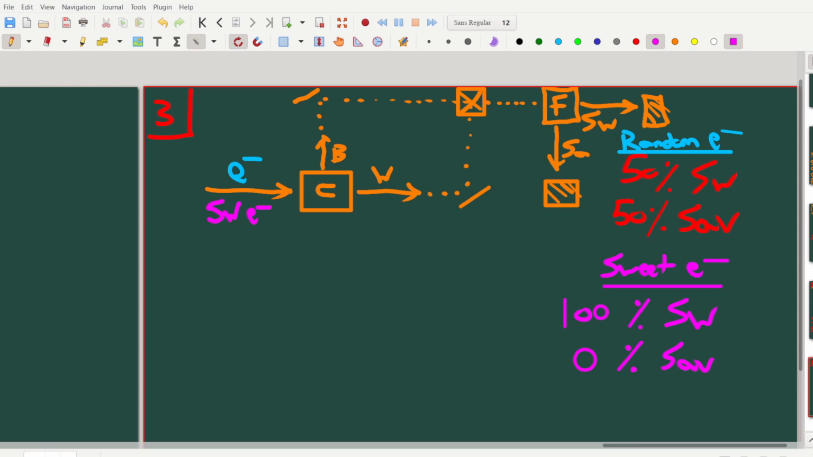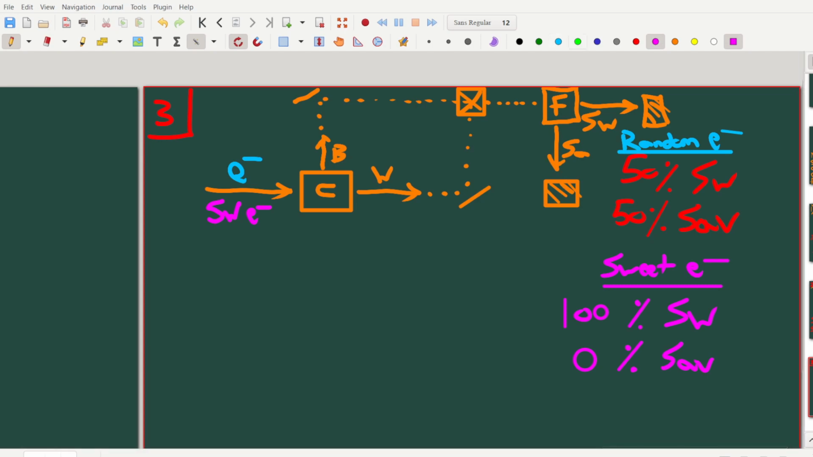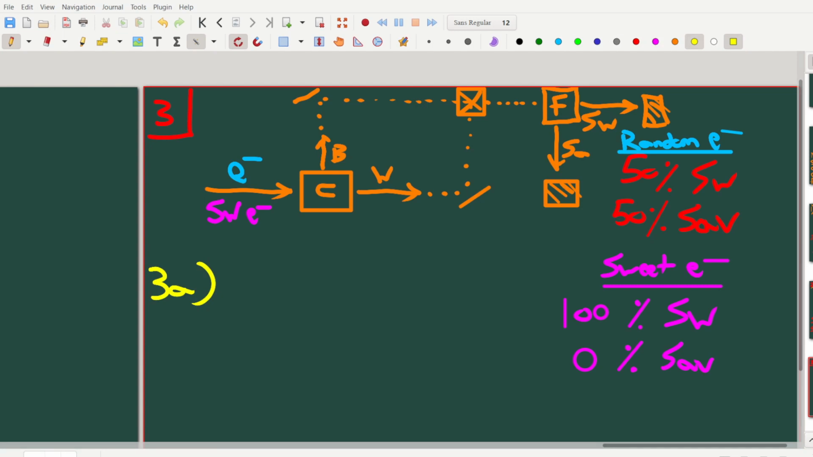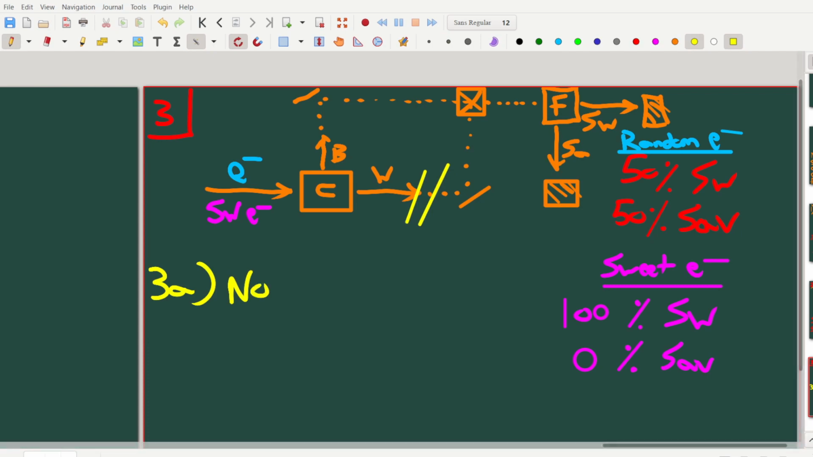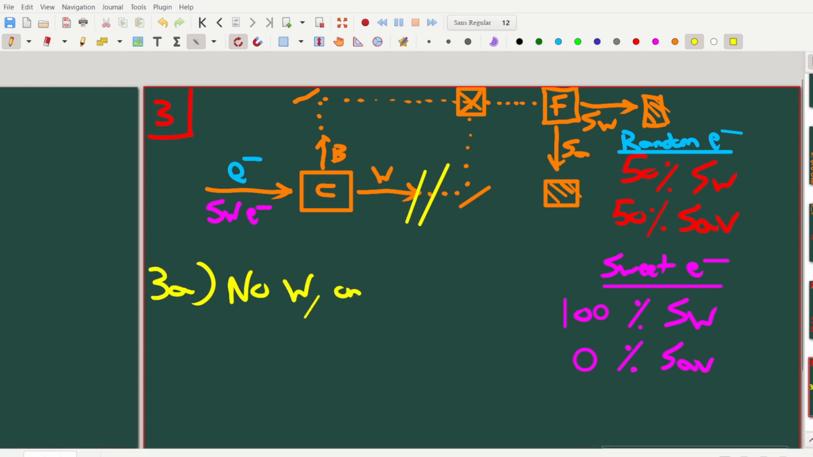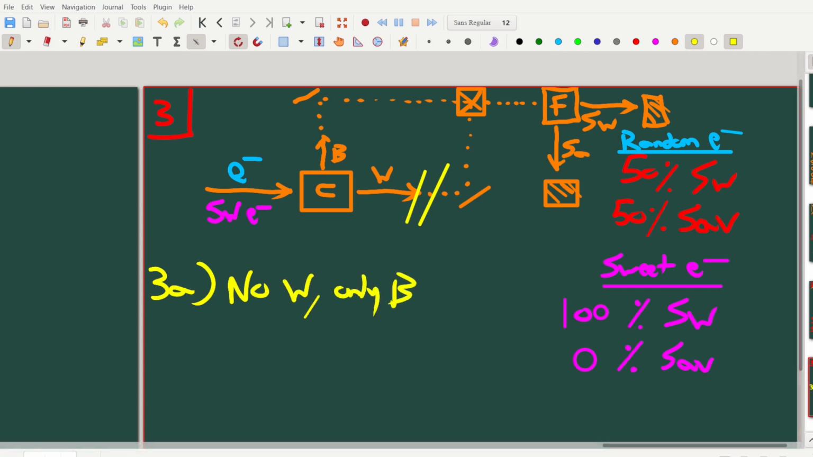I'm going to add something now. And I'm not going to redraw this. I'm just going to label this 3A. All right? And what we're going to do with our modification in 3A is we're going to cut one of these arms off. So let's say we cut the white off. All right? So no white. Only black.